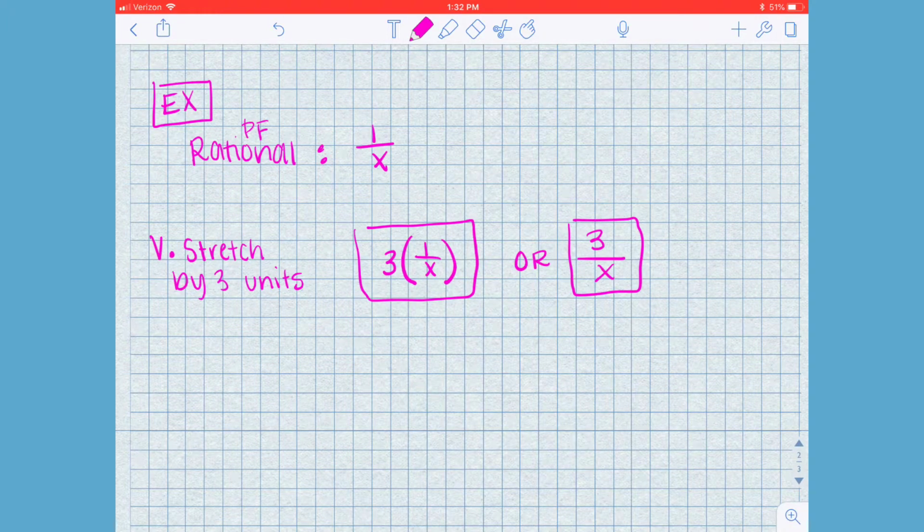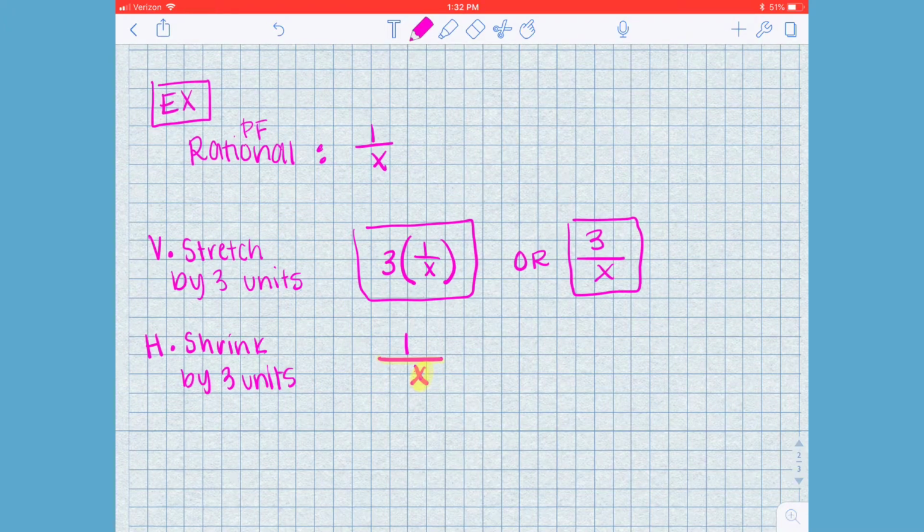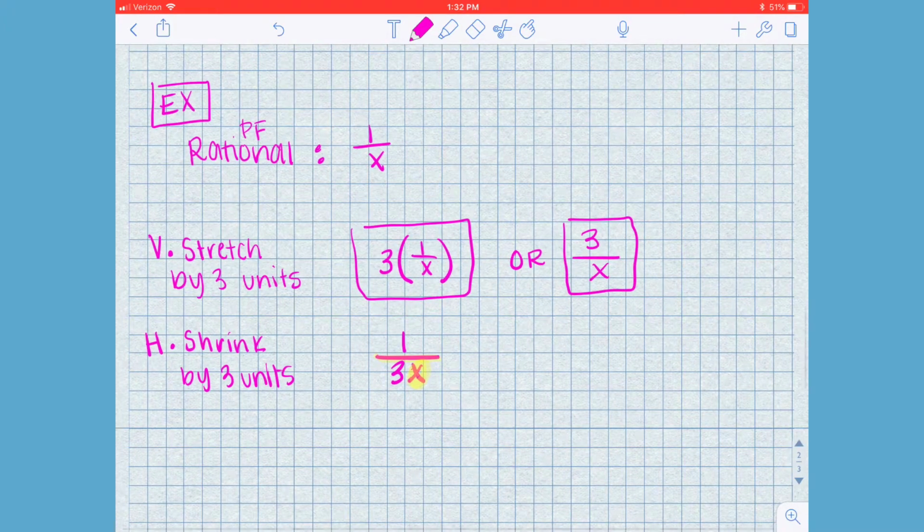Now, let's say that I wanted to do a horizontal shrink by 3 units. Then I would want to multiply the 3 to the inside of the function. The part that makes this function is my fraction over x, so I'm going to place that 3 with the x. If I'm doing horizontal movement, I know that value needs to appear in my denominator.